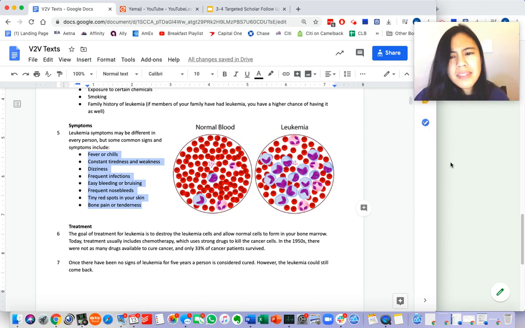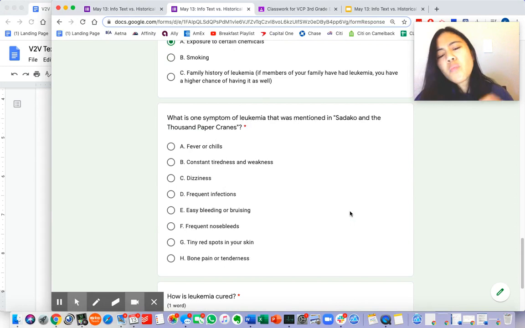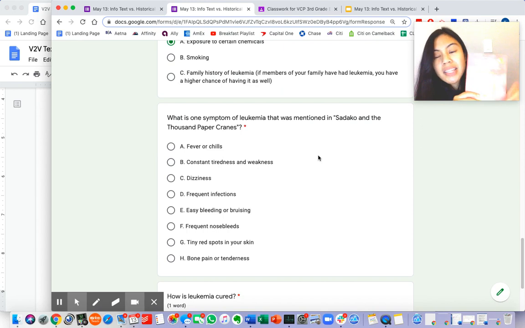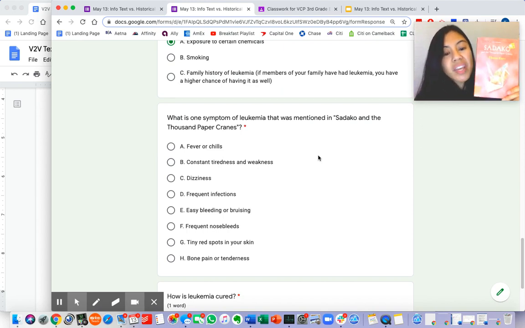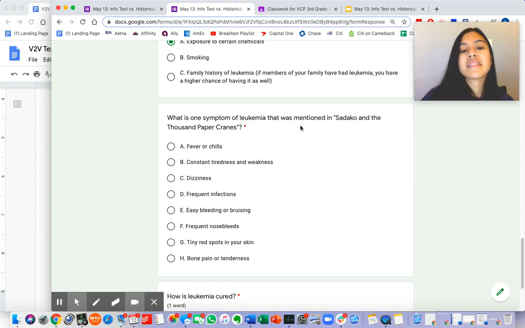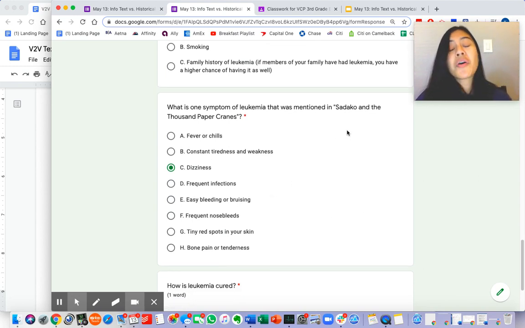As I'm looking at all these symptoms, I realized that one of them seemed like it was mentioned in Sadako and the Thousand Paper Cranes. Can you tell me, what do you think that symptom is? Right, friends. We heard yesterday that dizziness is a symptom that was mentioned in Sadako and the Thousand Paper Cranes. If you need to, pause your video to write that in now. Good.